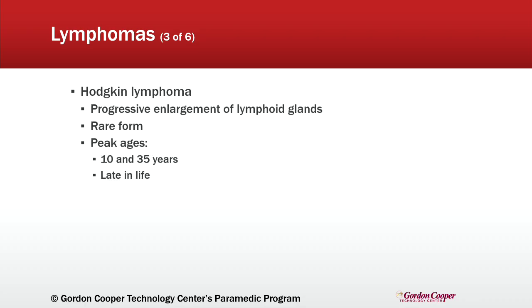Hodgkin's lymphoma is characterized by painless, progressive enlargement of the lymphoid glands. This most commonly affects the spleen and lymph nodes. Hodgkin's lymphoma is considered a rare form of lymphoma. It is suspected to have some hereditary elements to it. The incidence typically occurs at two peaks, basically around the ages of 10 and 35, and then again later in life.